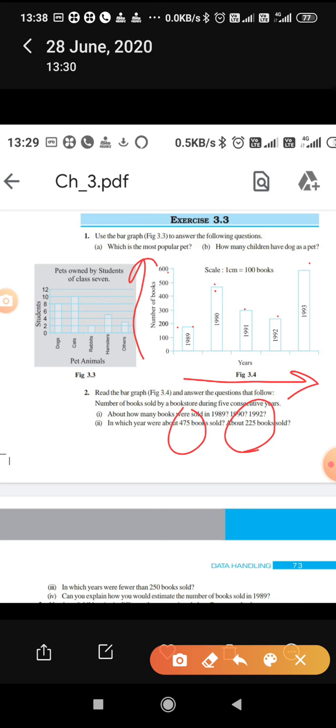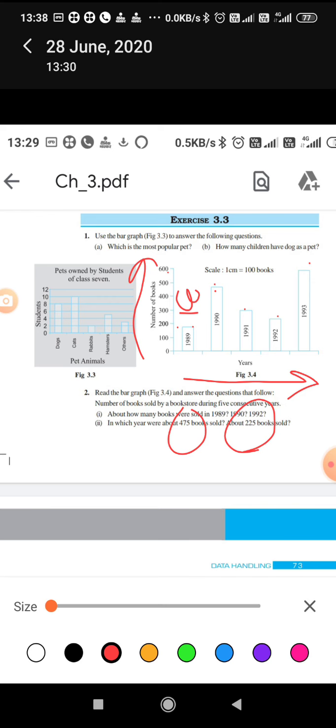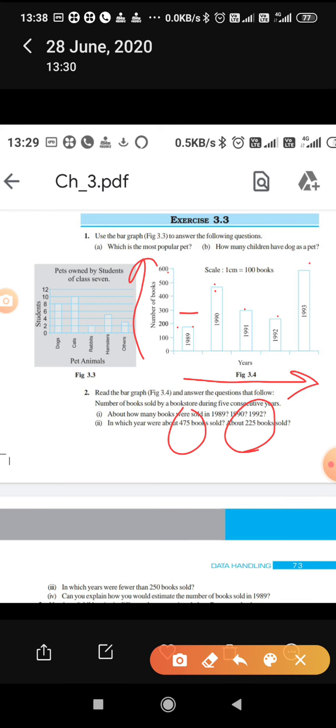So here we talked about 1989, where we are taking 180. I am not writing it all, I think you have understood now. Here we will take 180, this is below 500 so 475, this is exactly 300 so we will take 300, 1992 is somewhat above 200 so we will take 225, and 1993 is exactly 600. Now we will give the answer.